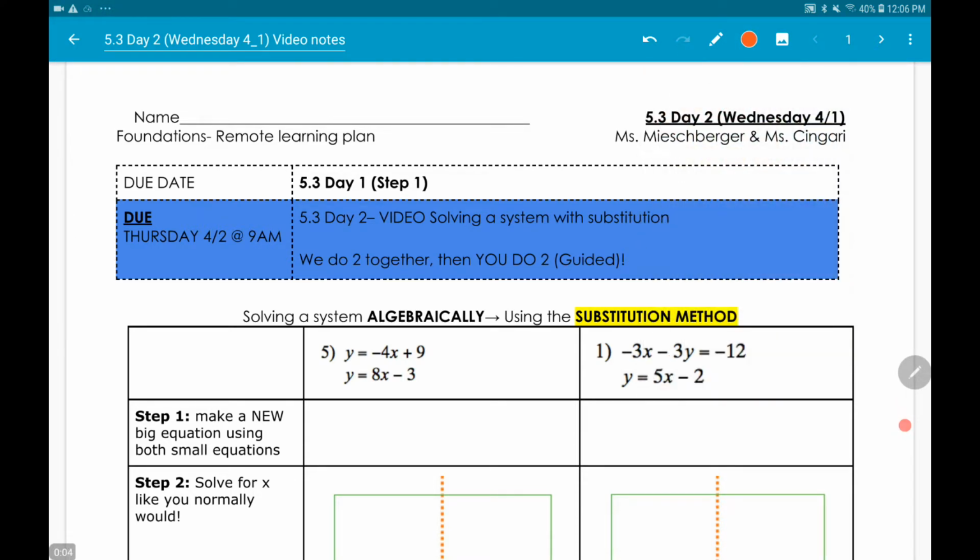This is your video for today. First we're going to do two guided examples, and then what's going to be a little different today is we're going to do two together. So your only assignment is this Ed puzzle. Make sure you have a piece of paper and be ready to copy this stuff down.